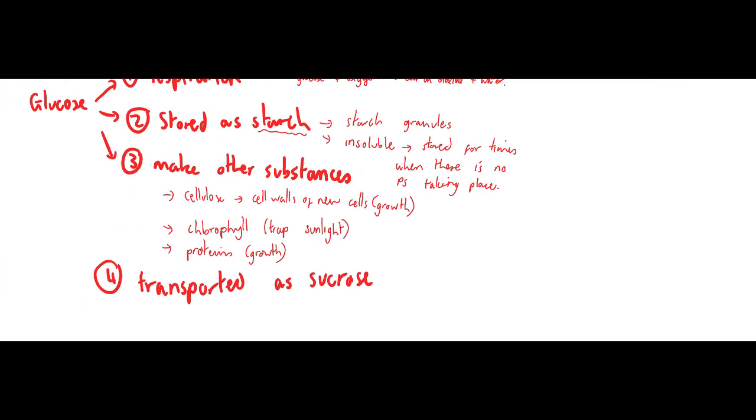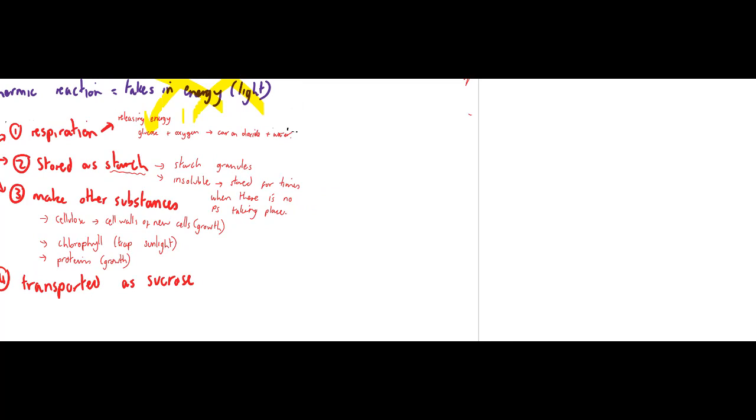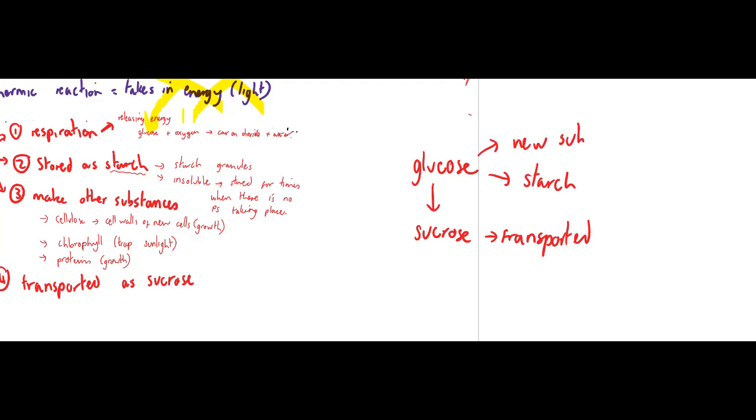So, just to summarize all that, you can get glucose produced in photosynthesis. It can be converted to sucrose and then transported away, or it can be stored as starch, or it can make new substances, or it can be used in respiration.